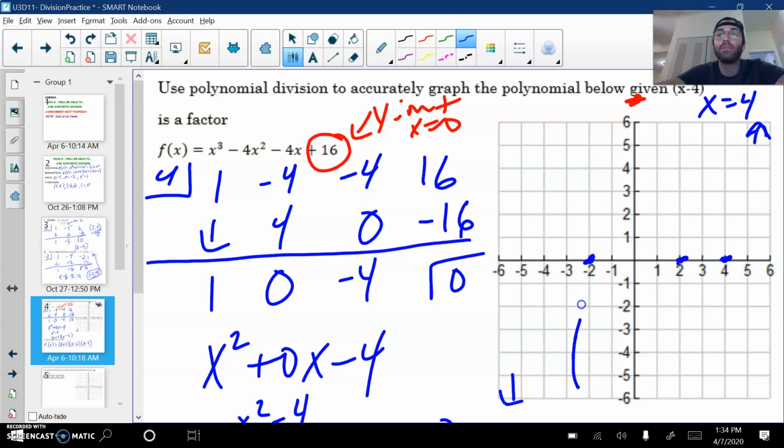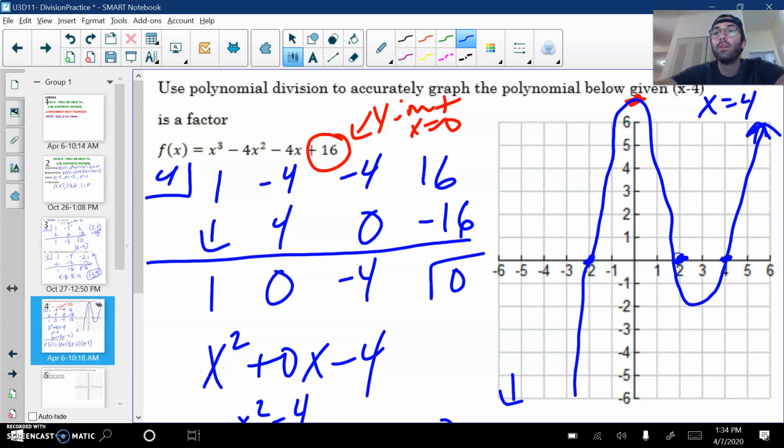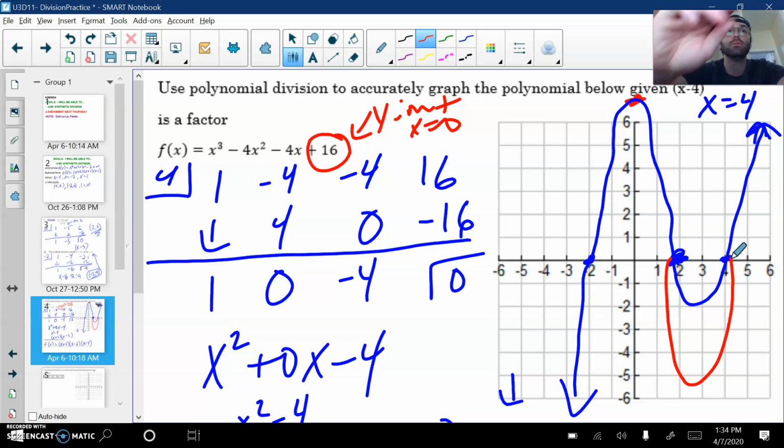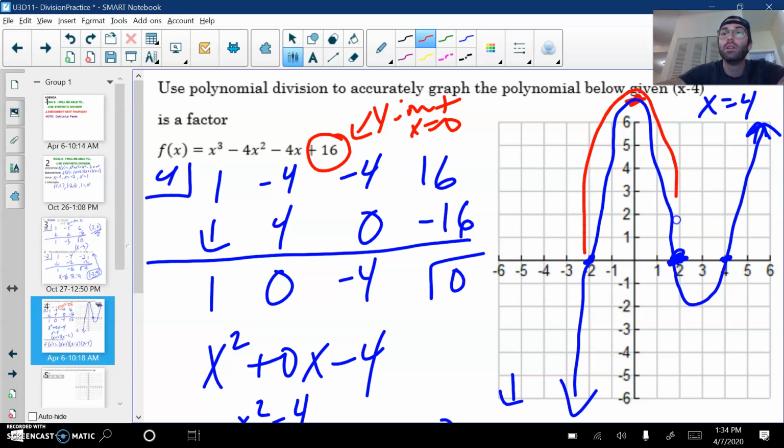The shape of our graph, since it's a positive cubic, is going to look something like that. In an ideal world, it'll go exactly through 2, but I just made my dot bigger there. Now, how far down you go doesn't matter. Okay, that's not important. How far up you go doesn't always matter, but you want to try to hit the y-intercept if you can.